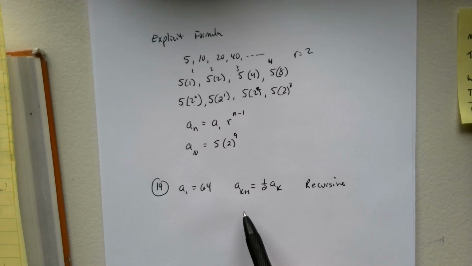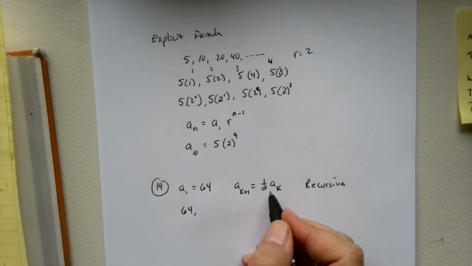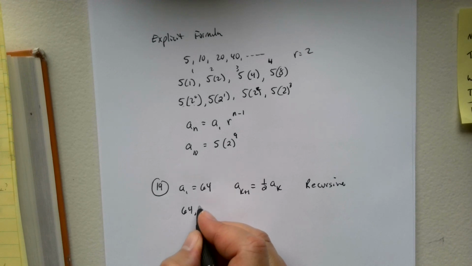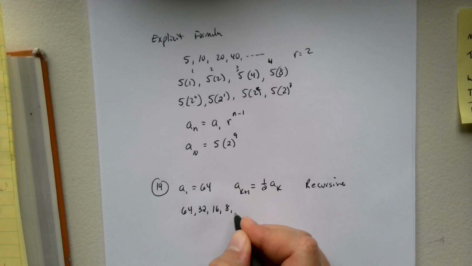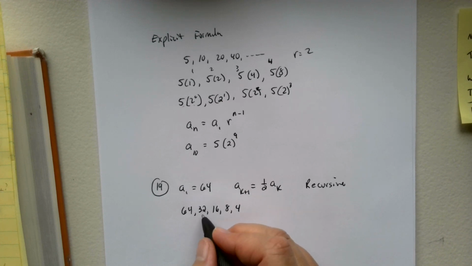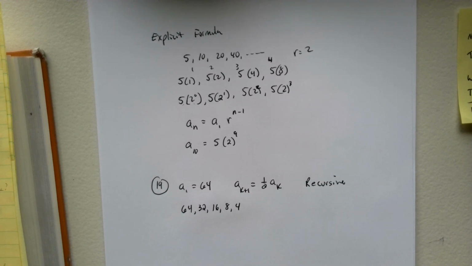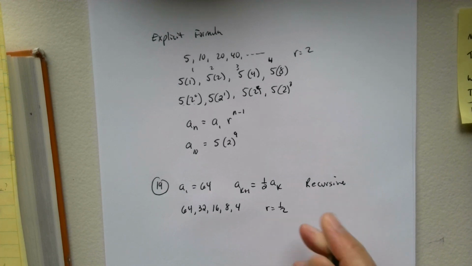So what they want us to do is to write the first 5 terms. So we've got 64, and then we want half of 64, which is 32. Half of 32 is 16. Half of 16 is 8. Half of 8 is 4. And let's see, how many do they want? They want 5. 1, 2, 3, 4, 5. So that would be the first 5 terms. And then it's find the common ratio. So that common ratio was 1/2.